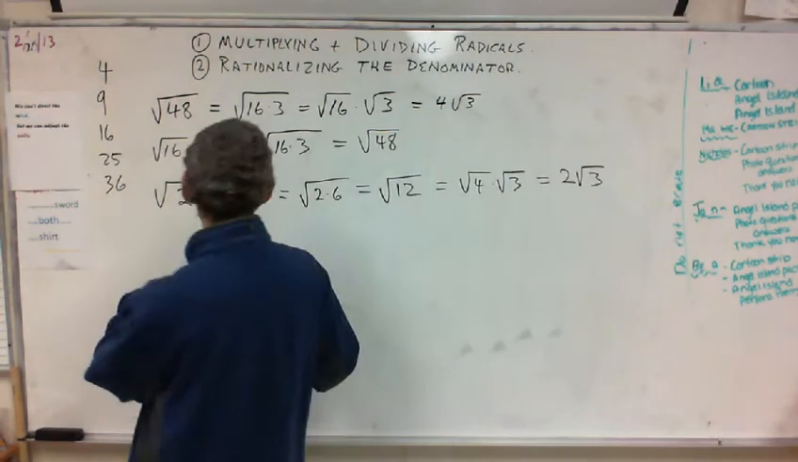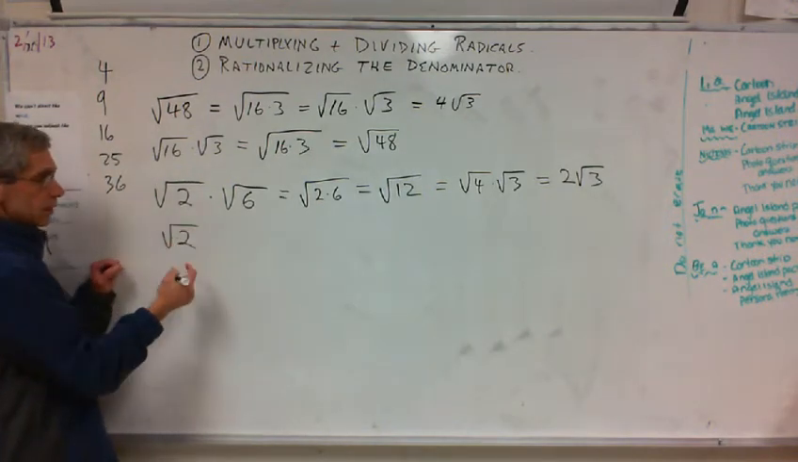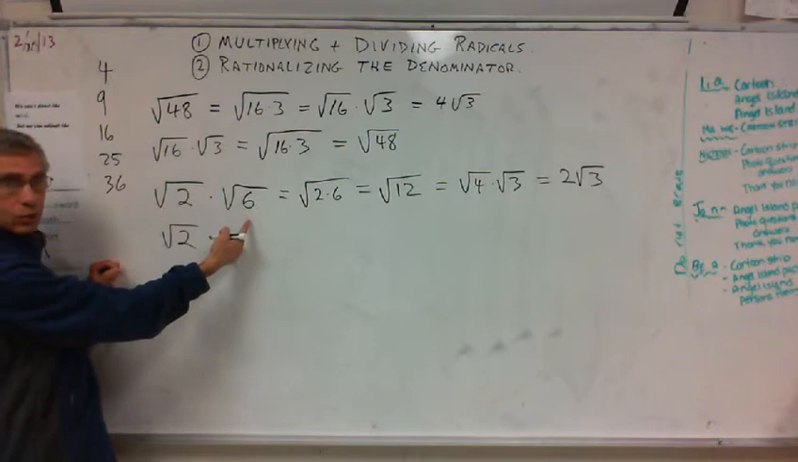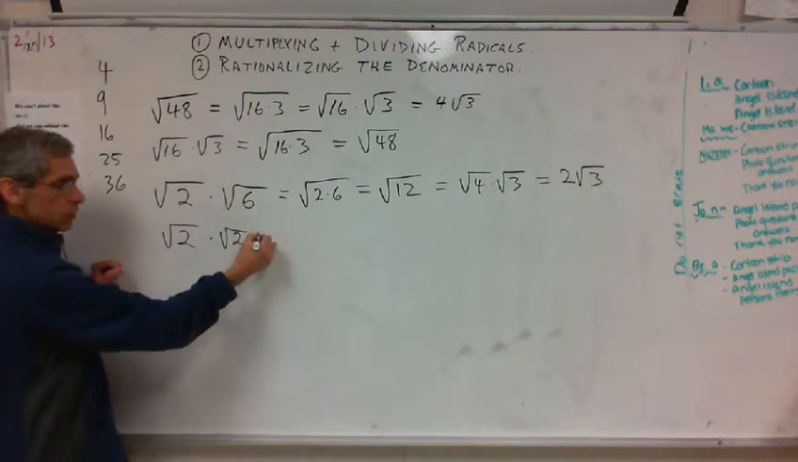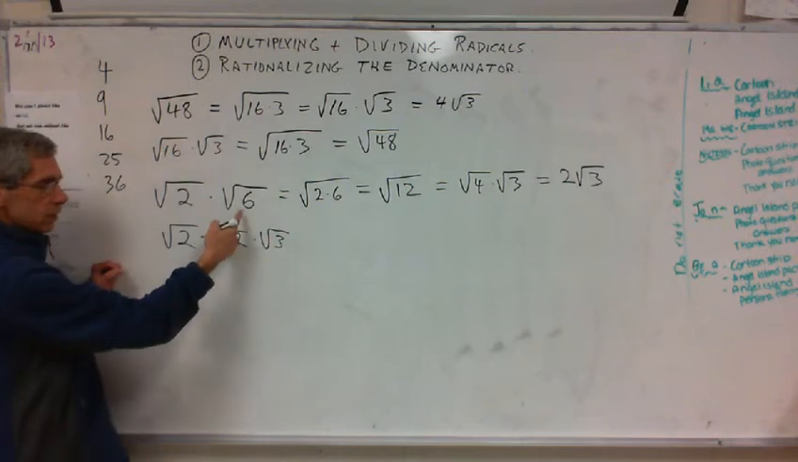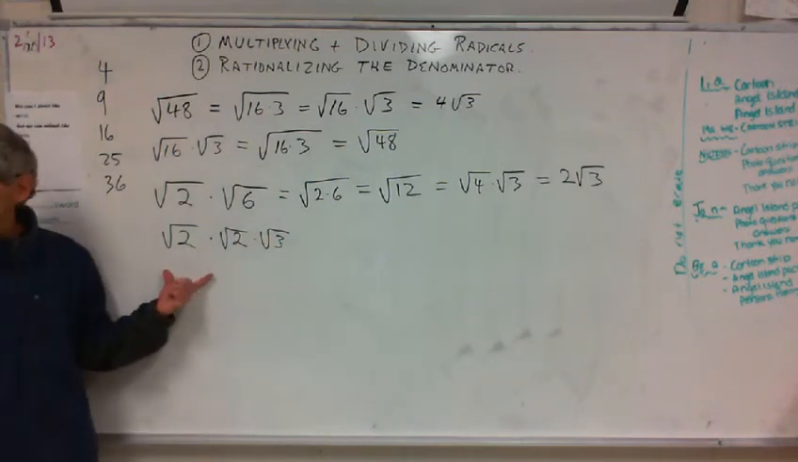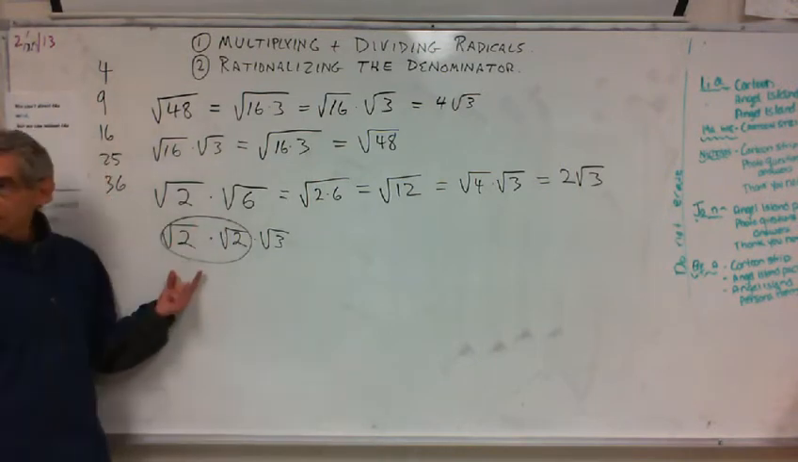We know this is the square root of 2, right? Now, we also know that this is the square root of 2 times the square root of 3. So I'm going to write it like that, square root of 2 times the square root of 3, because that's what 6 is, right? And whenever you have two of the same things under a square root sign being multiplied, it equals that thing that's underneath the square root sign.